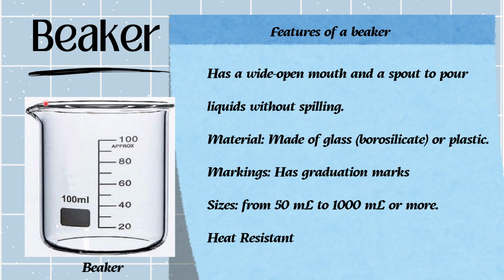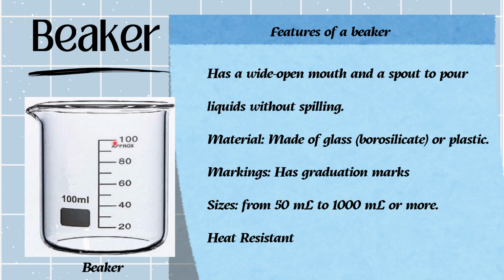And here are the features of this beaker. As I told you, it has a wide open mouth and a spout to pour the liquids without spilling. It is also made up of borosilicate glass, hence it can withstand temperature. So you can heat the beaker. Now beakers are available in two materials. First is plastic and another is glass, which is nothing but borosilicate. Plastic ones you cannot heat because they are made of plastic. Those beakers are just for measuring and mixing, not for heating. Whereas you can use the glass beakers for heating.